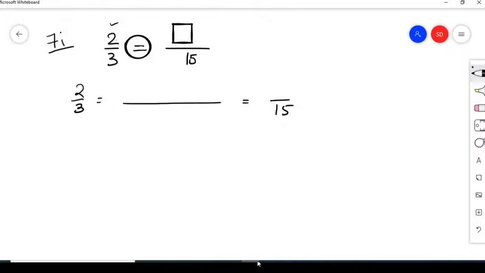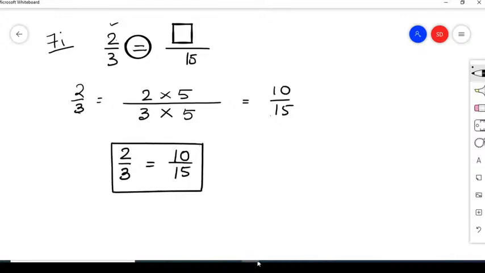Okay, so you have to make 3 into 15. So since it has to increase, you have to multiply. Now with what should you multiply so that 3 becomes 15? 5. So this will also be 2 into 5, which will be 10. So the answer over here, you write here: 2 by 3 is equal to 10 by 15. This is your answer. Okay. This is how you should write this question.